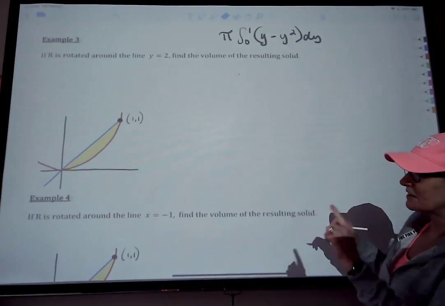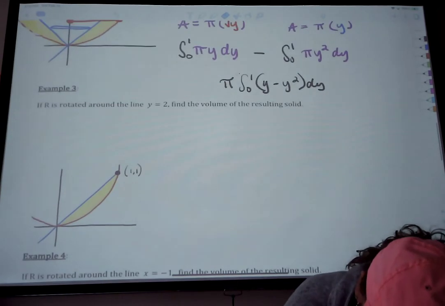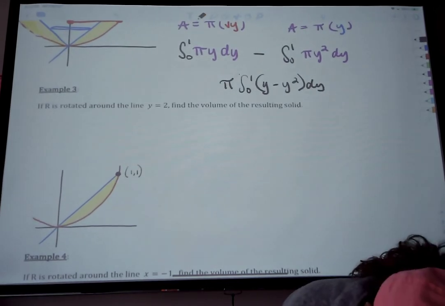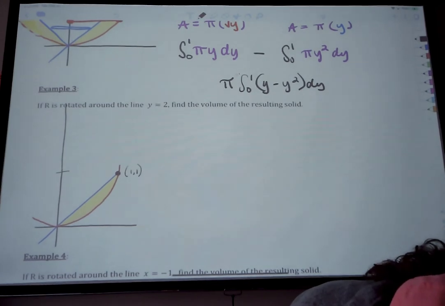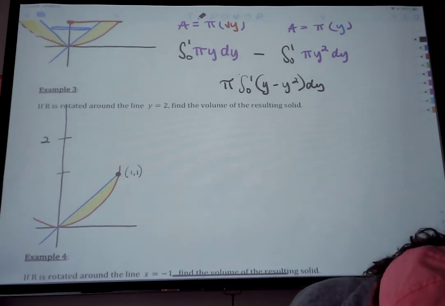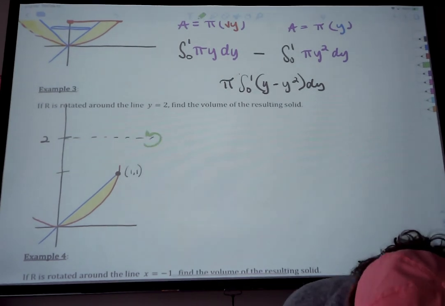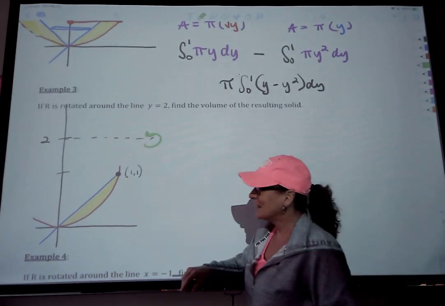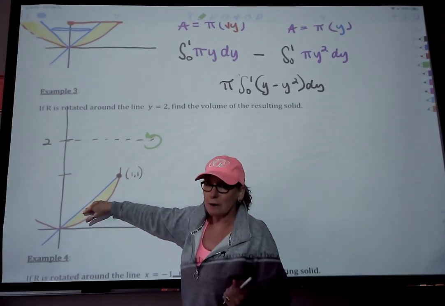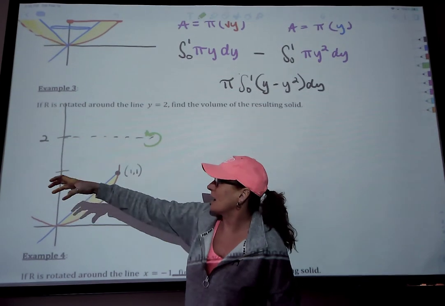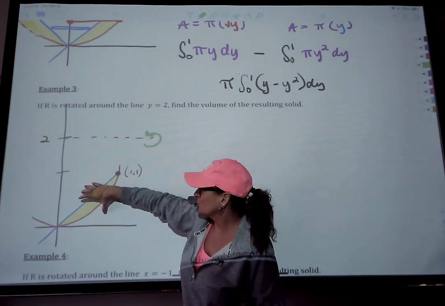Next one. Let's send the same banana around the horizontal line y equals 2. So that's y equals 1. So y equals 2 is going to be up here. I'm not going to draw it very well, but this time the banana is going to swing out in a big circle. It's going to swing out really big, and it's going to go around the line y equals 2.